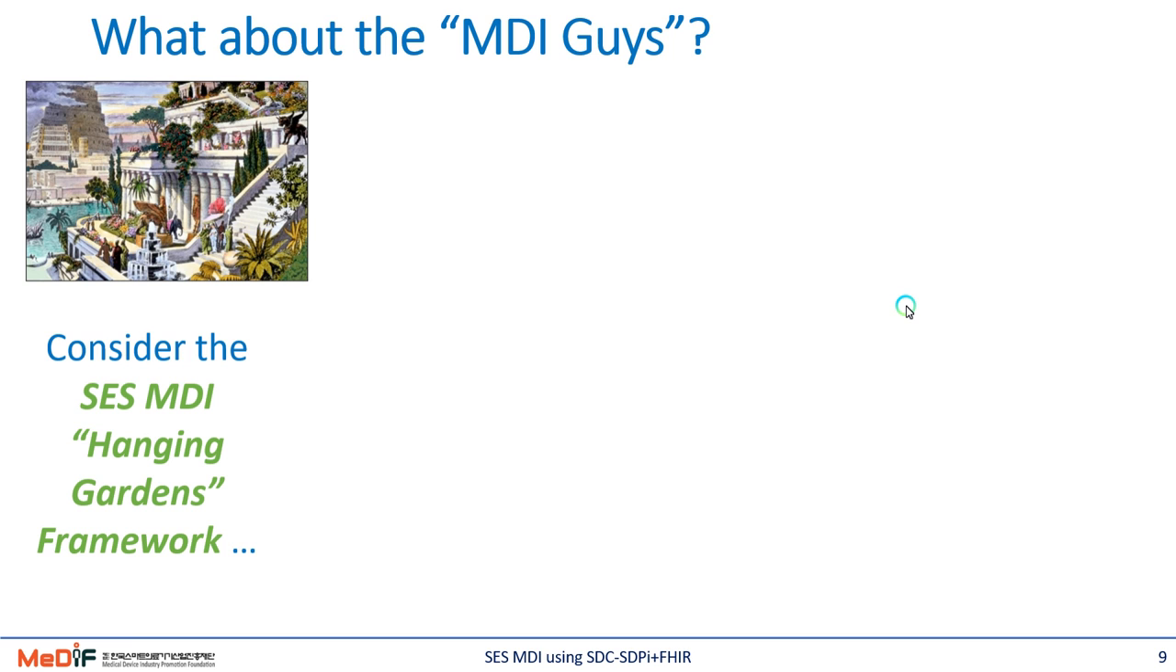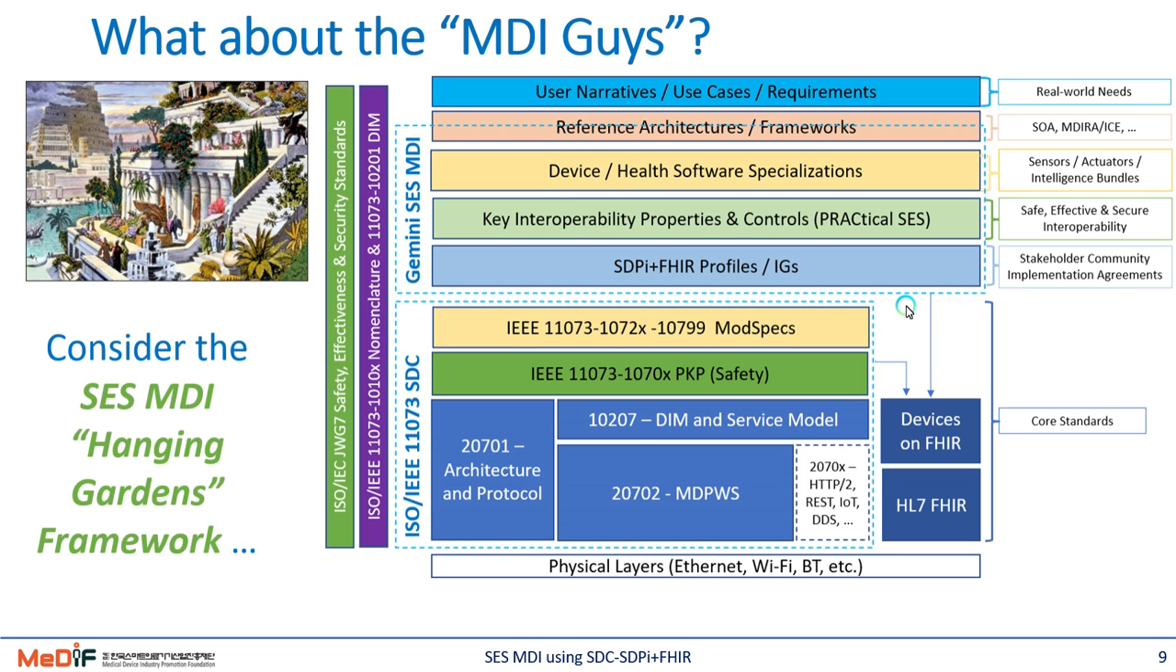But what did we do? How did we define this? Hey, we created our own framework. It's a work of art, but it actually does help us keep things straight in terms of the standards and in terms of the layers and different boxes into which they fit. That helps us kind of keep track of the different parts of this. It always starts at the top with user narratives, use cases, scenarios, requirements about what is the problem you're trying to solve, real world needs.